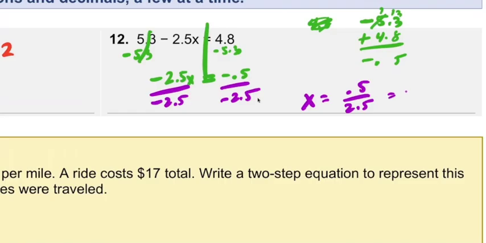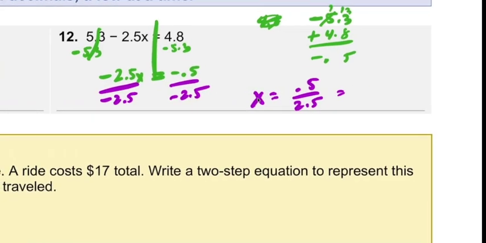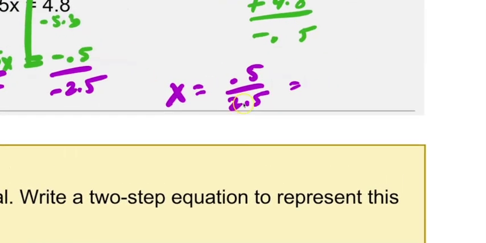That's the same thing as, let's do it the proper way. How would I simplify this? Well, they both have a decimal, so we'll move it over 1 spot. If I do this to the bottom, I do it to the top. So we're gonna get 5 over 25, like that.